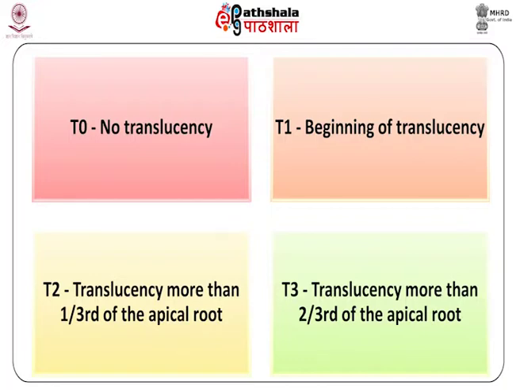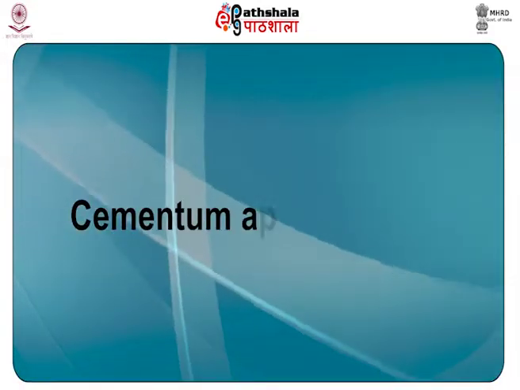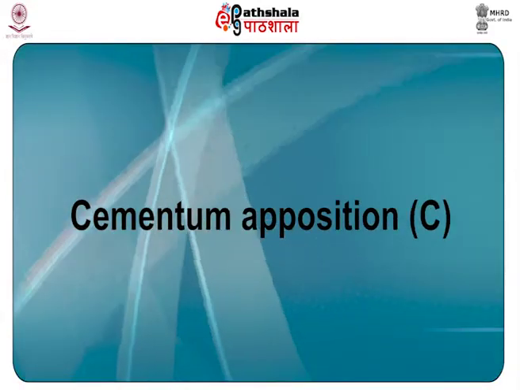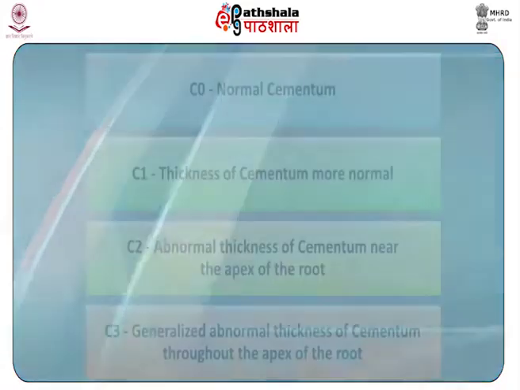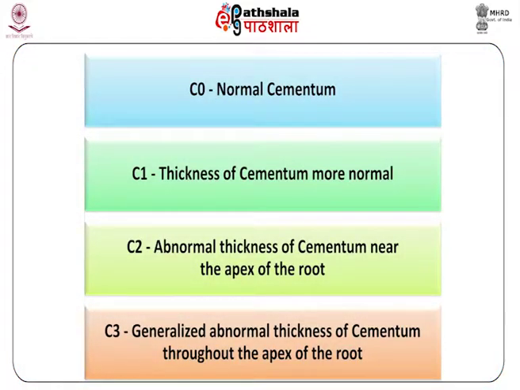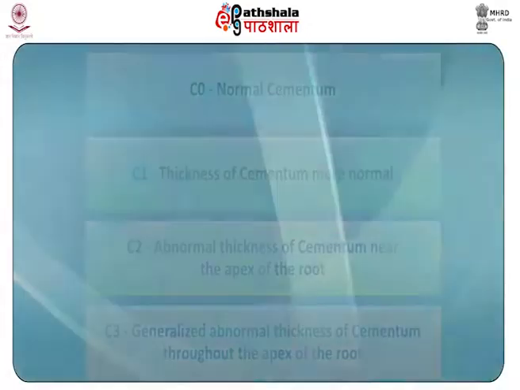of the apical root. Next comes the cementum apposition denoted by capital C, wherein C0 denotes normal cementum, C1 denotes thickness of cementum more than normal, C2 is the abnormal thickness of cementum near the apex of the root, and C3 is the generalized abnormal thickness of cementum throughout the apex of the root.